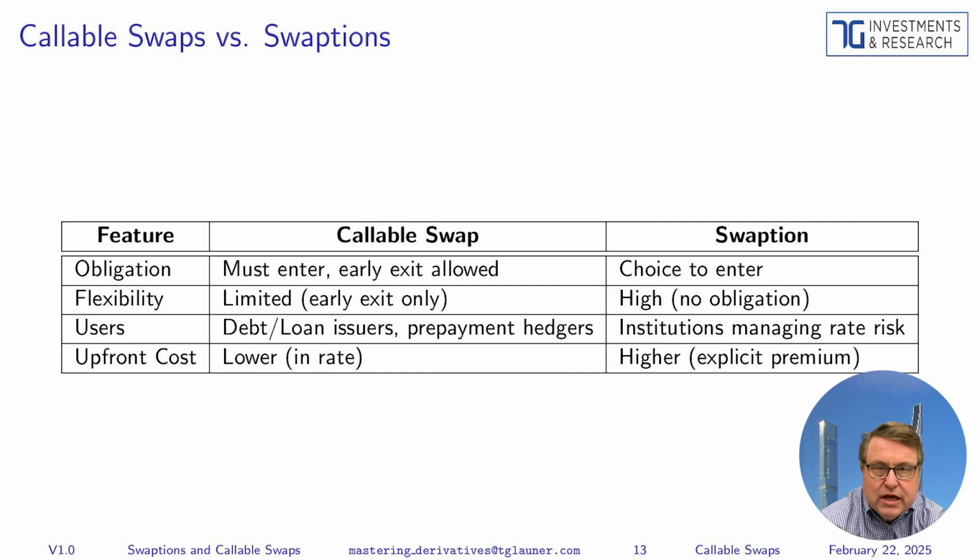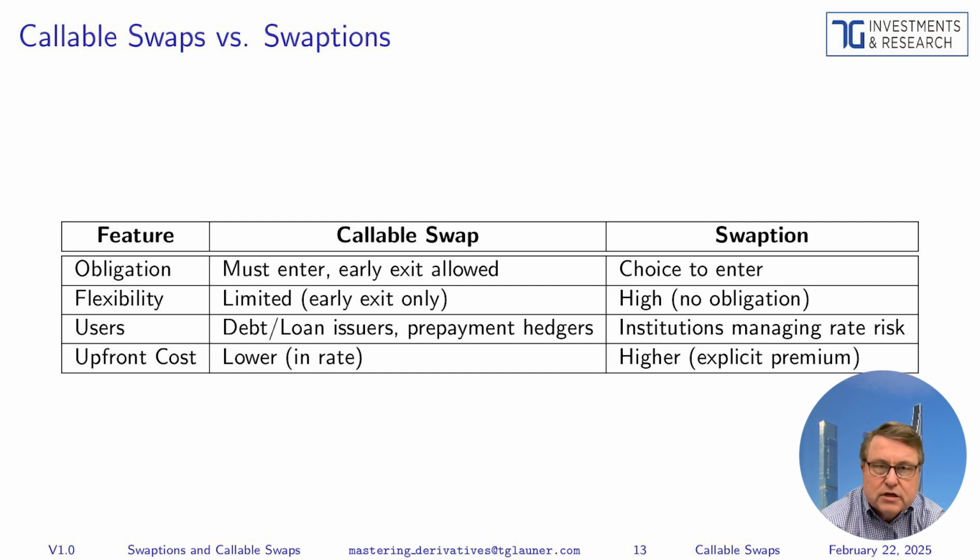We can summarize the main difference in this table. A callable swap obligates the parties to enter into an agreement, but allows for early termination under certain conditions. In contrast, swaptions provide high flexibility as they only offer an option to enter into an agreement without any obligation. Typically, users of callable swaps include entities like debt or loan issuers who are looking at hedging against prepayment risks. On the other hand, institutions managing interest rate risk might prefer swaptions due to their flexibility.